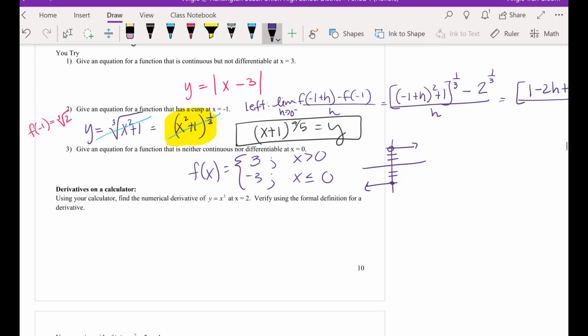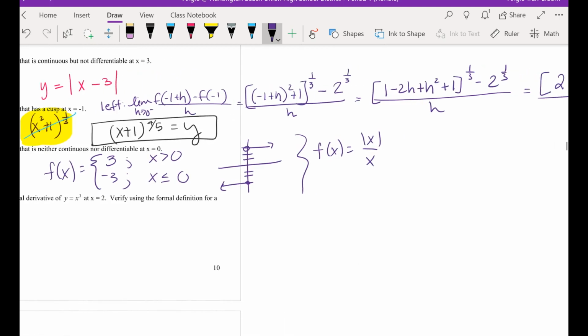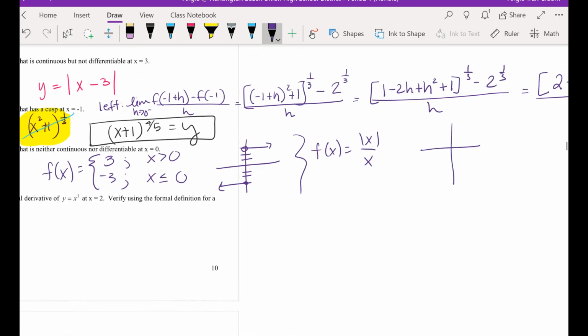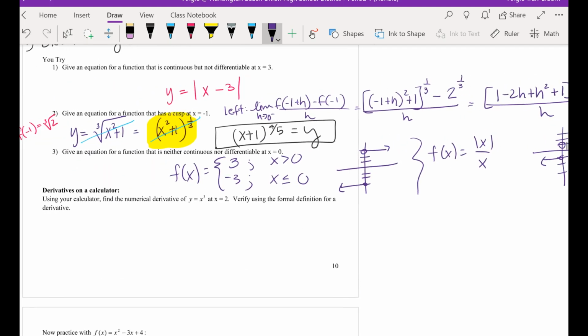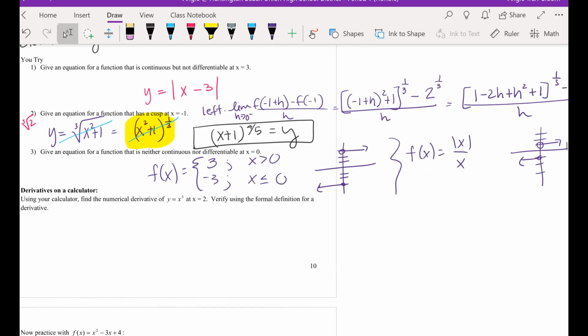Anyone have something else? Would the absolute value of x over x work? Absolute value, so your equation is |x|/x. Okay. Do you think that will work? Yes or no? Anything greater than 0 will always be what? 1. Is that okay? Anything negative will always be what? -1. Is that still okay? All right. Perfect.